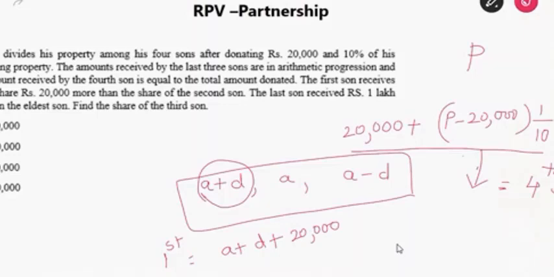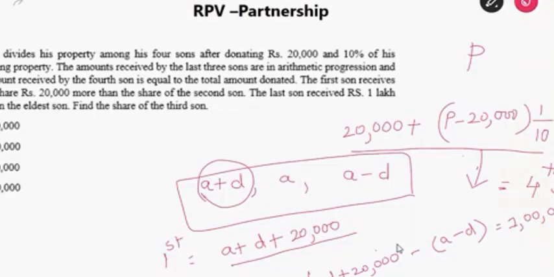Now the last point. The last son received rupees 1 lakh less than the eldest son. 1 lakh less than the eldest son. Now the difference between the eldest one and the last one is 1 lakh. Now see here, the eldest one got this much, a plus d plus 20,000. And the last son, is this the thing? a minus d is the last one, right? The difference between them is 1 lakh.